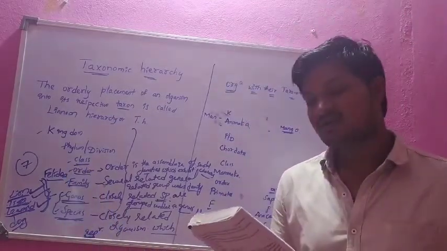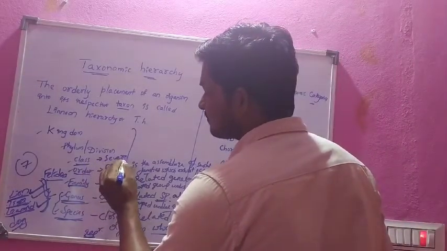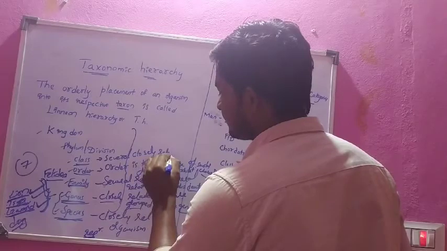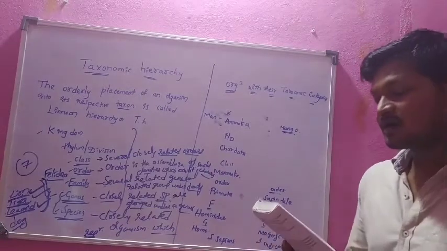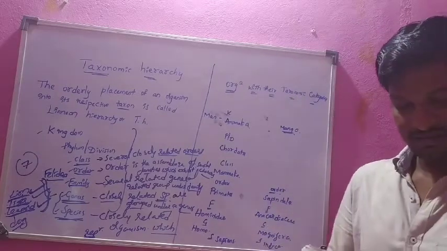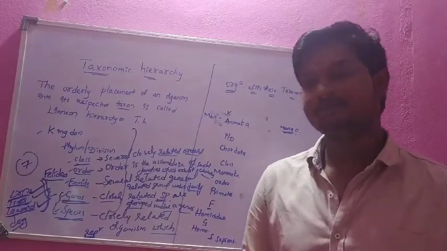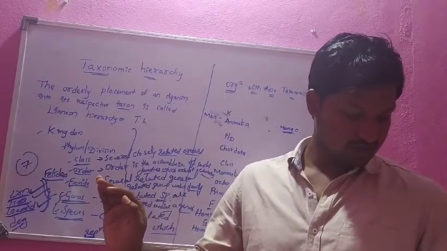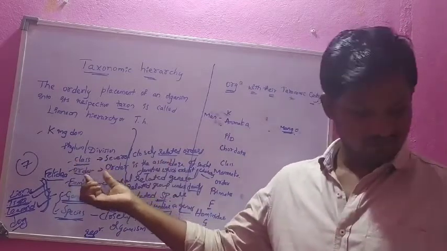Next is class. What is meant by class? Several closely related orders are classified under a class. For example, if you see chordates and non-chordates, chordates are one class and non-chordates are another class.